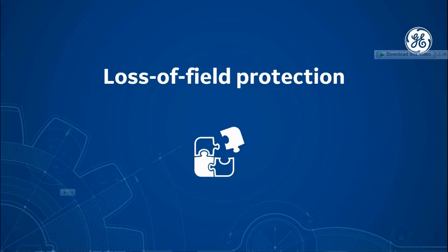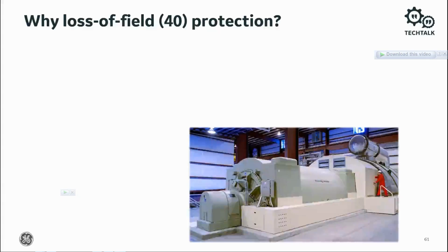Let's look at loss of field protection. A synchronous generator has an excitation system that supplies DC to energize the rotor field winding. This excitation to the machine rotor can be completely or partially lost because of various abnormal conditions, such as field circuit open or short, loss of supply to the excitation system, unintentional trip of a field breaker, and so on.